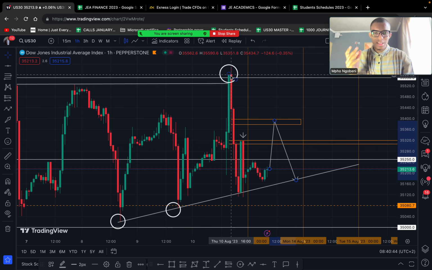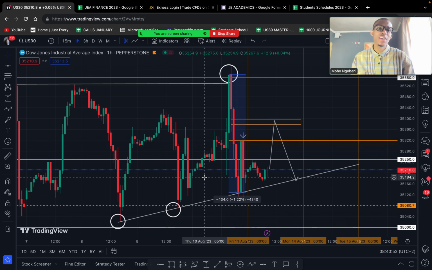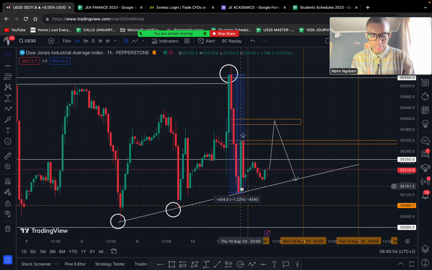People entered this sell there. We caught 300 pips. This was a 350 pip move, a 400 pip move.